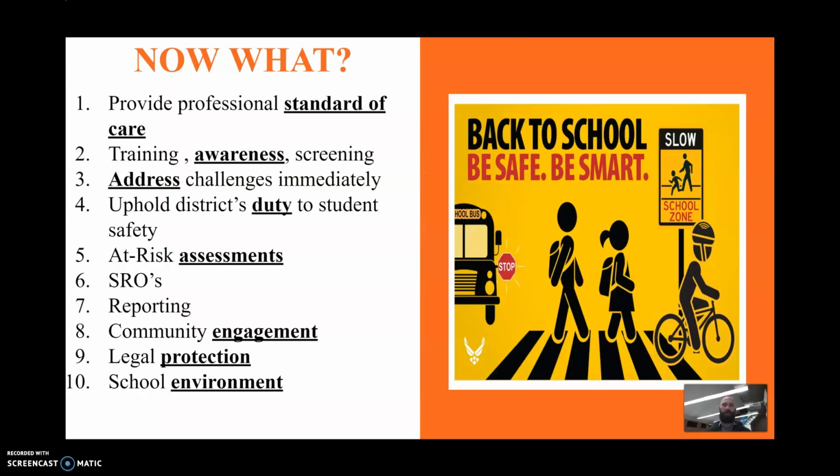So now the question is, what do we do going forward? I put together a list of 10 things that I felt came from a lot of the material that I looked over for this module, and they range from providing a professional standard of care, which could be very, very detailed in a school district, through training, awareness, and screening. I also think having some at-risk assessments might come in place for situations to be aware of before they happen. School resource officers is another great way to avoid tort liability if we have safety protocol in place and security in place prior to incidents happening.